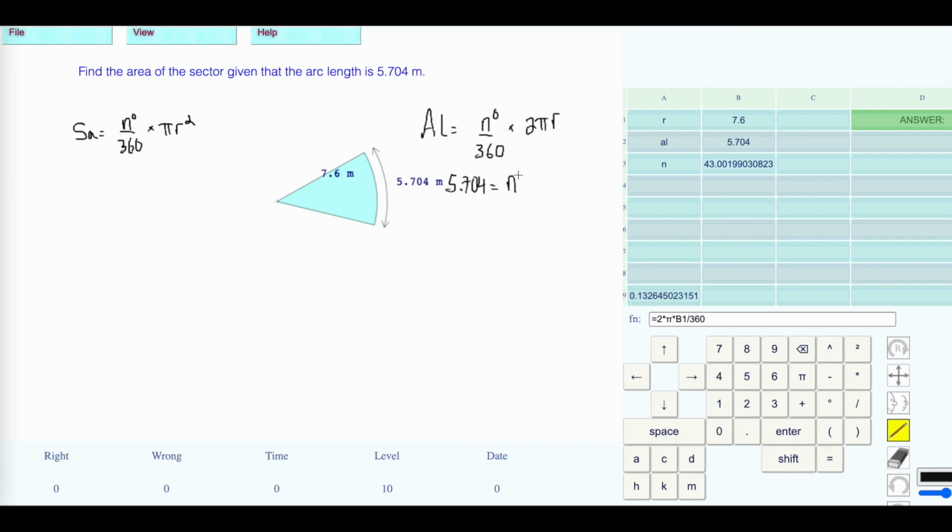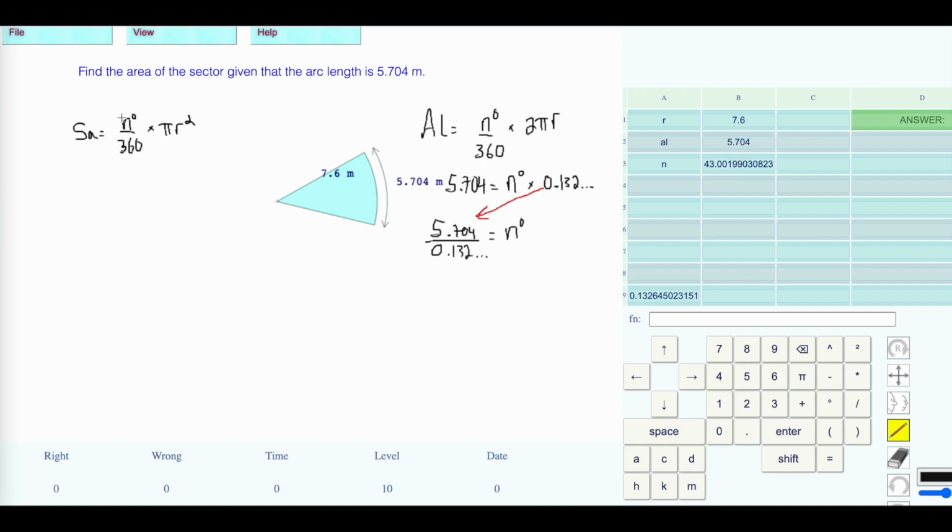We have n degrees times 0.132 dot dot dot. If I want to get the n alone, I'm going to cross multiply, divide by the 0.132 dot dot dot, like this actual number. N is 5.704 divided by the 0.132, and that gives us 43 degrees. Then we can figure out the sector area.